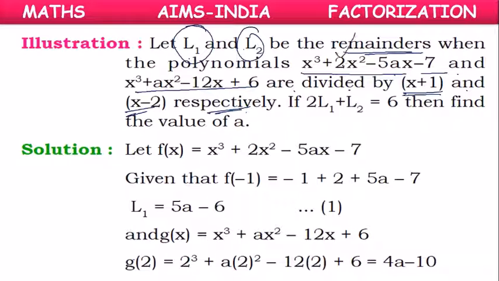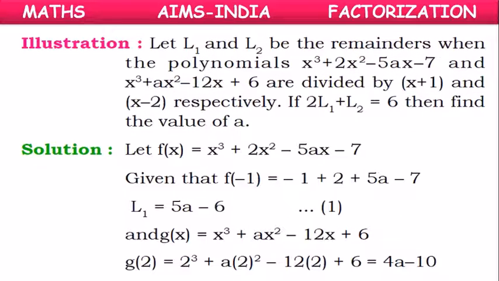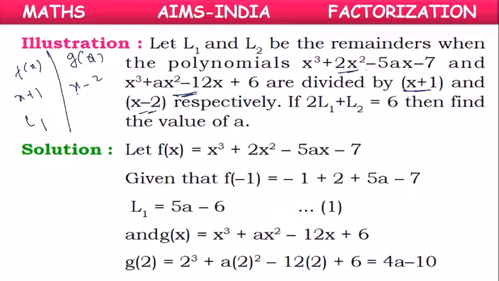Means the first expression is divided by the first one, the second expression is divided by the second one. The first time L1 is the remainder, the second time L2 is the remainder. So suppose it is f of x, if it is divided by x plus 1, then the remainder is L1. The second expression, let it be g of x, if it is divided by x minus 2, then the remainder is L2. That is the meaning of the first sentence.